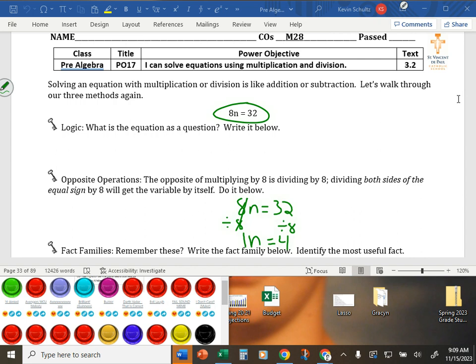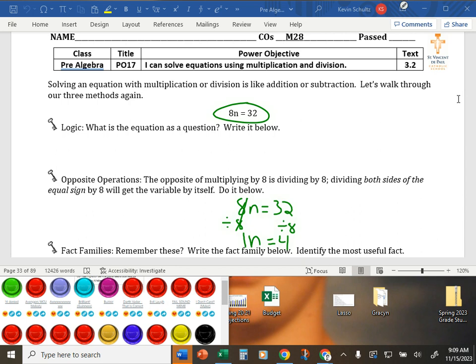So we're using opposite operations, same idea. What's being done to n? We're multiplying n by 8. The opposite of that is dividing by 8. We do that to both sides to get the value of 1 n, and n ends up being 4. We can check this. Does 8 times 4 equal 32? Yes, it does. We know we're right.